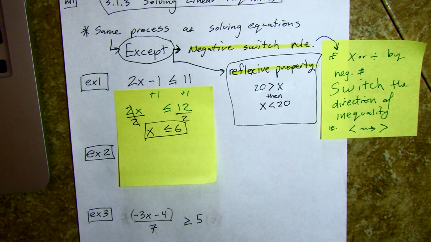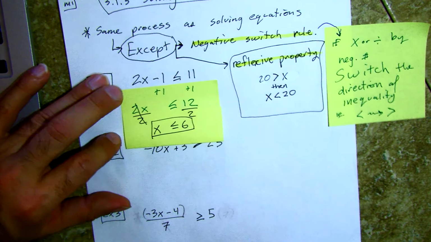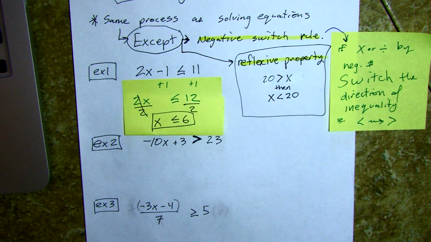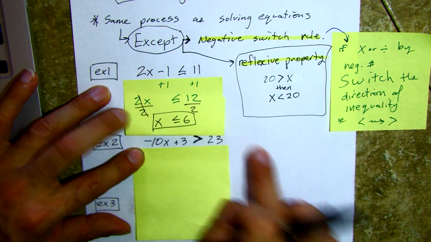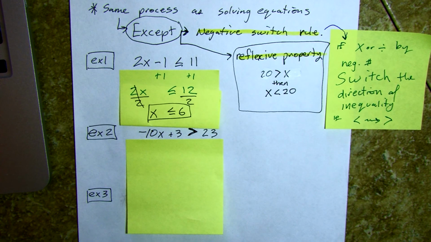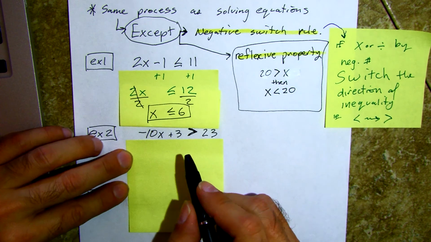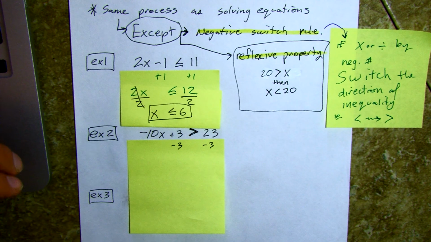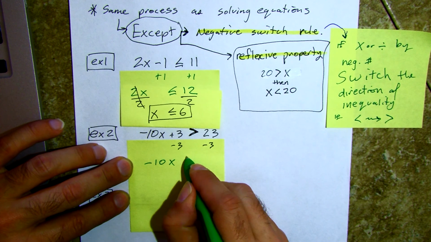All right, the next problem here. Let's do our same process, dealing with it just like it's an equation. And I know that first off, I have to subtract 3 from both sides. That is going to cancel out that positive 3 on the left side. We end up with negative 10x is greater than 20. Now here's where I look, and it's negative 10 times x. So I'm going to divide by negative 10.